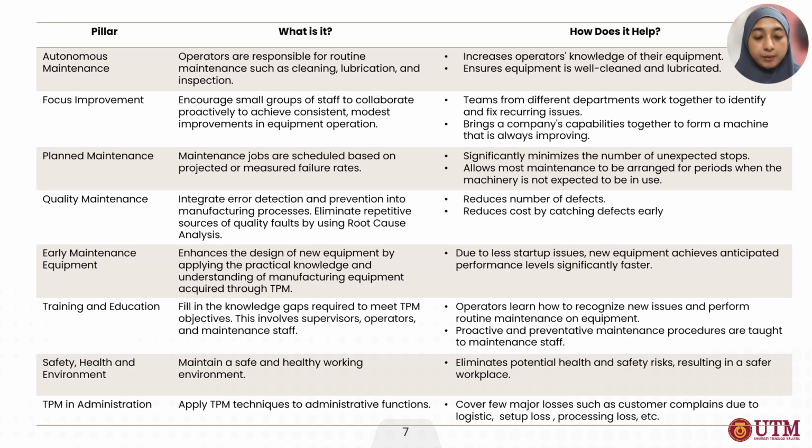Next is planned maintenance. Maintenance jobs are scheduled based on projected or measured failure rates. It helps to significantly minimize the number of unexpected stops, and also allows most maintenance to be arranged for periods when the machinery is not expected to be in use. Second is quality maintenance, where we integrate error detection and prevention into the manufacturing process, and eliminate the repetitive sources of quality faults by using root cause analysis. It also helps to reduce the number of defects and reduce cost by catching defects early.